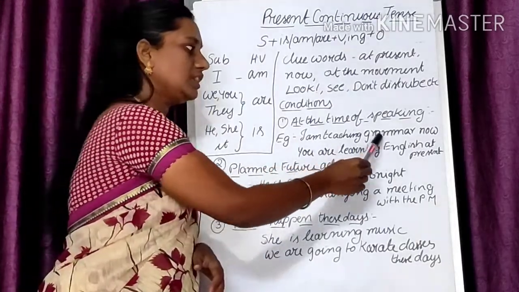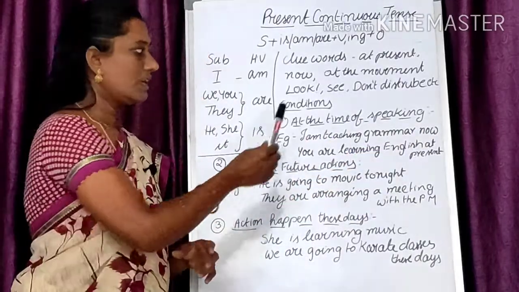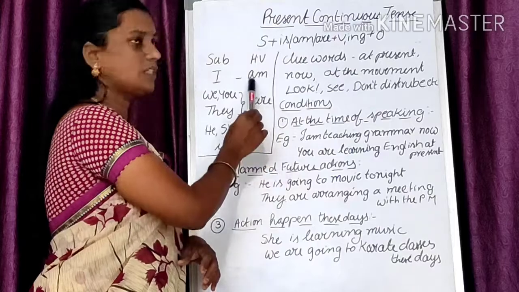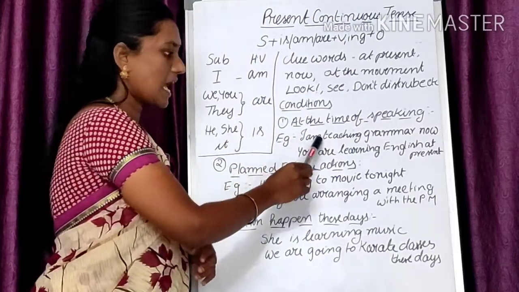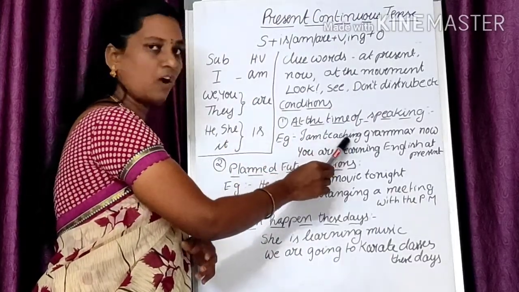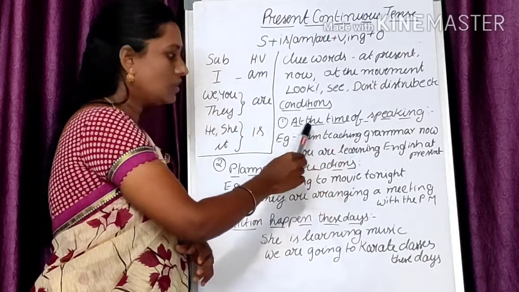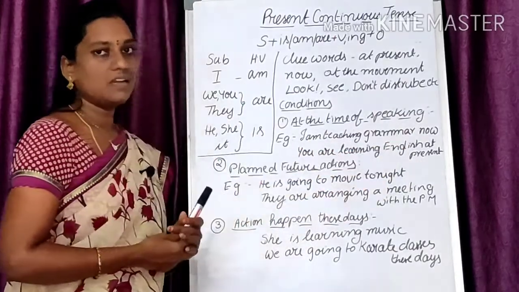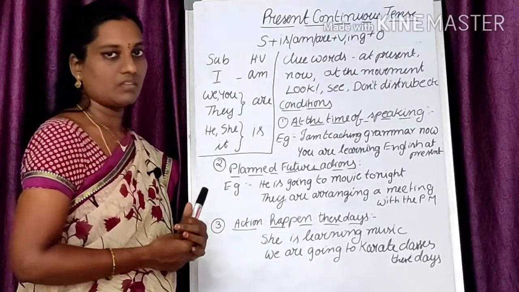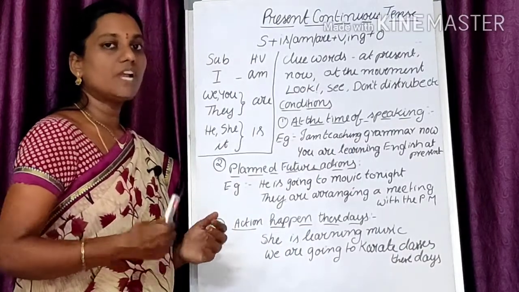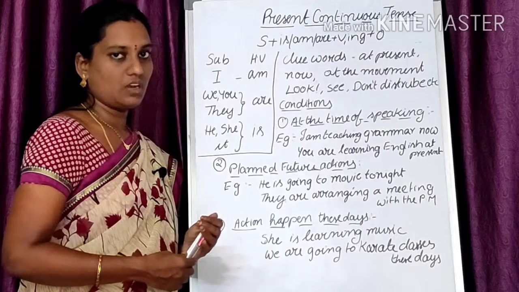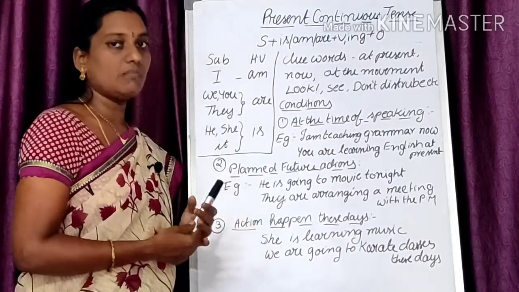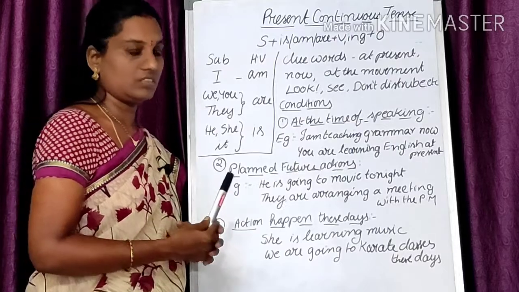I am teaching grammar now. Here I is the subject. For I the helping verb is am. So I am. V1 ing form of teach is teaching. So I am teaching grammar. Now is the clue word. So what are you doing now? You are learning English. So that sentence also can be expressed in present continuous tense.